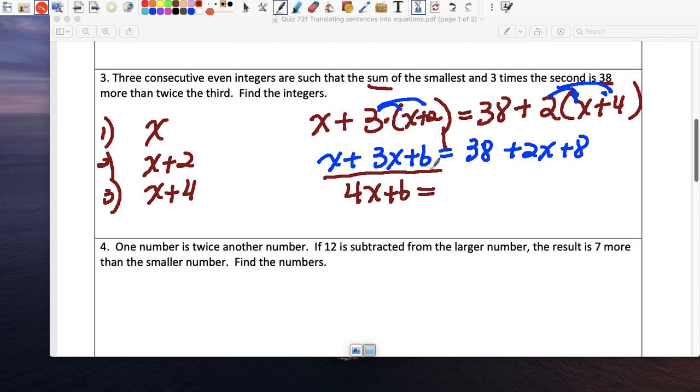On the other side, remember there's that wall. On the other side, I can combine 38 and 8. I get 46 plus 2x. So the distributive property is gone. Combined like terms is gone.